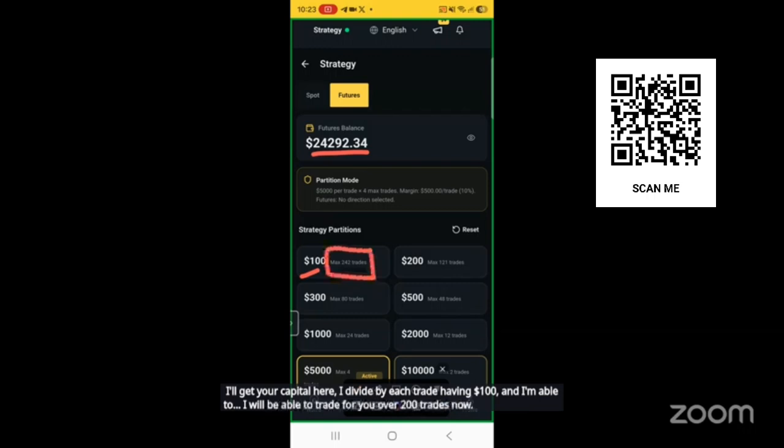Now, is this good or bad? Trading over 200 trades is just overcrowding. It is really very bad. You cannot trade over 200 trades at once. It is true the bot can do it, but it is not healthy. It is not logical.